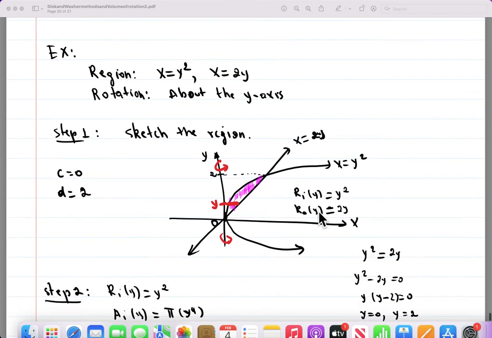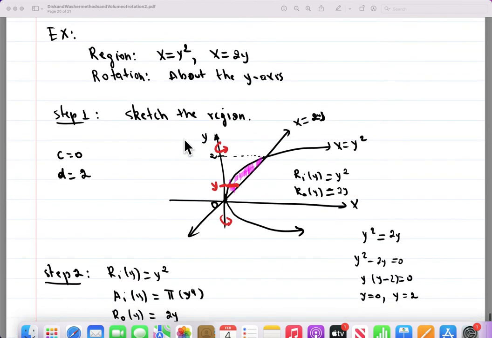So let's do an example. They give us the region that is bounded by x equals y squared and x equals 2y. No limits are given; we're going to find those. The rotation is about the y-axis. When you graph x equals y squared, you have this curve, and x equals 2y is just a straight line that goes through 0, 0. The two give us a common region.